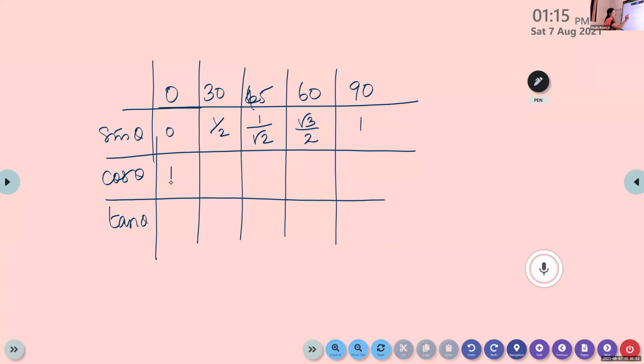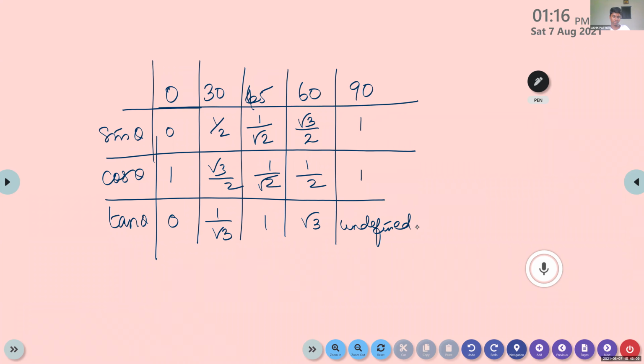For cos, you just write in the reverse order: 1, root 3 by 2, 1 by root 2, 1 by 2, 0. And what about tan? 0, 1 by root 3, 1, root 3, not defined. Ma'am, but cos 90 is 0, no? Yes, cos 90 is 0, what I wrote here is 1. Okay. Then what about cot theta?